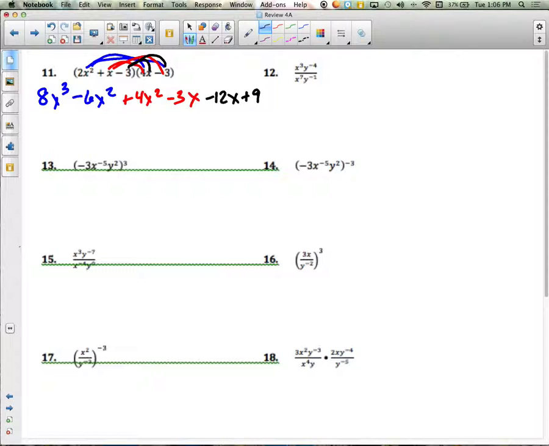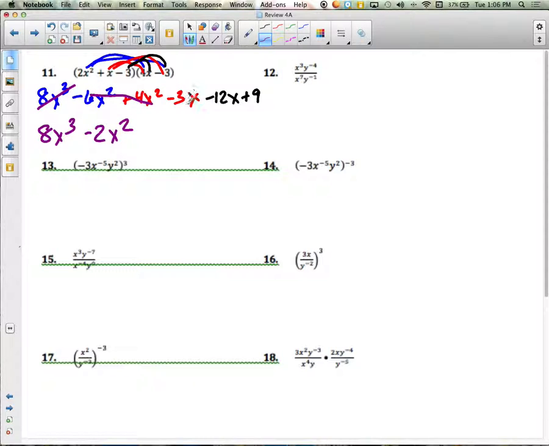So you distribute, and then you'll look for your like terms. So I have an 8x cubed. It does not have a like term. And I have a negative 6x squared and a positive 4x squared. I'm going to combine those. That gives me negative 2x squared.